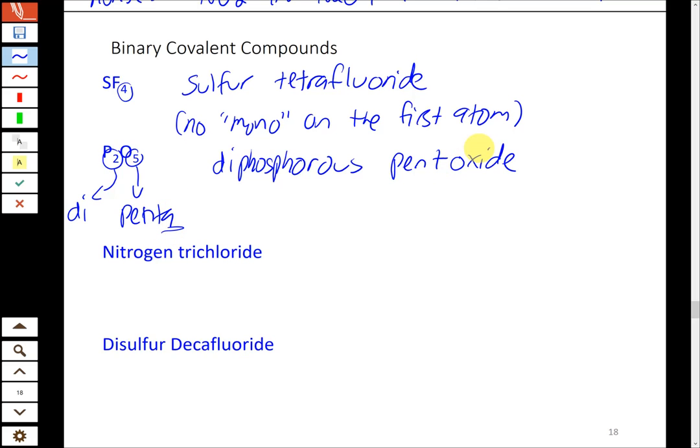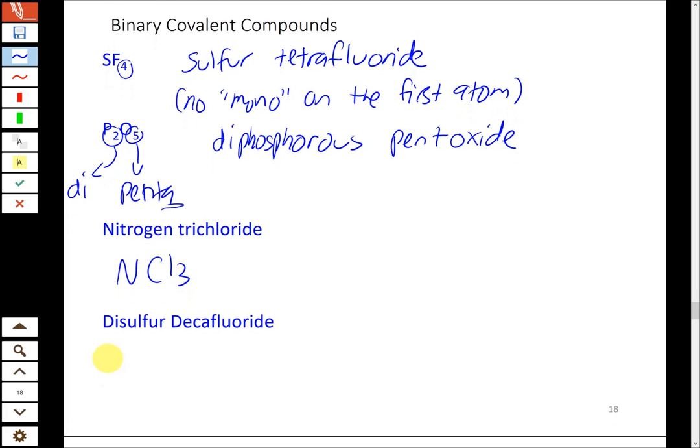And then taking names to formulas is actually quite easy for covalent compounds because you just have to remember the prefixes. And so nitrogen is N. There's no prefix on that, so that tells us there's 1 nitrogen. And then trichloride, 3 chlorines, NCl3. All right, so binary covalent compounds I think are pretty straightforward for most people because there's only a couple rules and converting between names and formulas is usually pretty simple. And then for disulfur decafluoride, disulfur, S2. Decafluoride, fluoride is fluorine, which is F, deca is 10, so it'll be S2F10. All right, so that's binary covalent compounds.